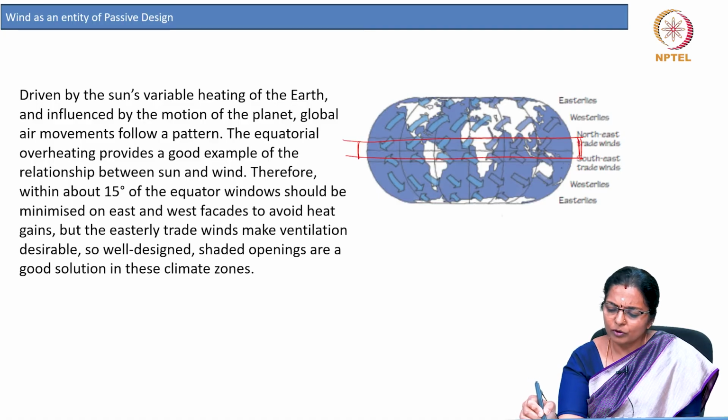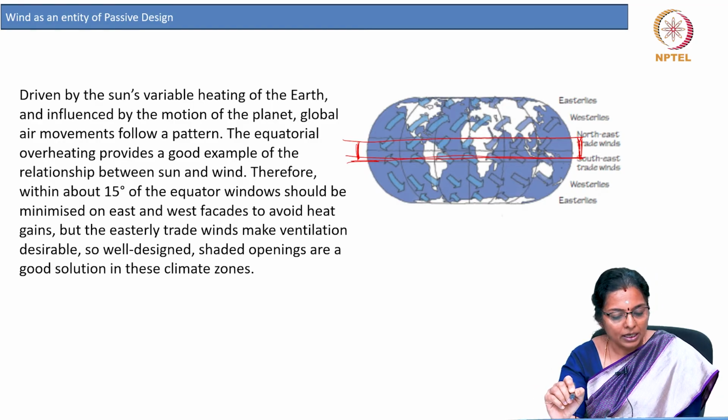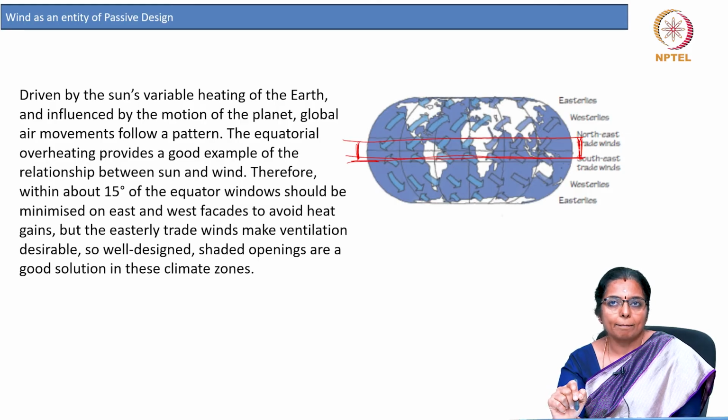More so from 23 degrees on north and south, but we have stuck to 15 degrees, so we will discuss this only. Driven by the sun's variable heating of the earth and influenced by the motion of the planet, global air movements follow a particular pattern. The equatorial overheating produces a good example of the relationship between sun and wind.